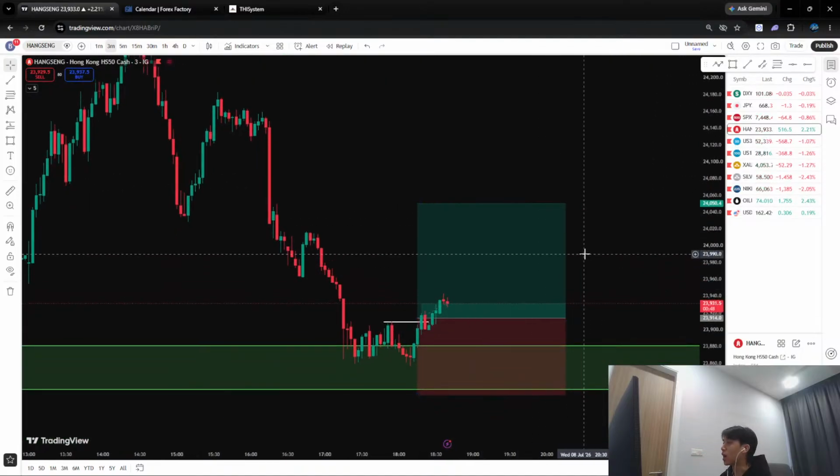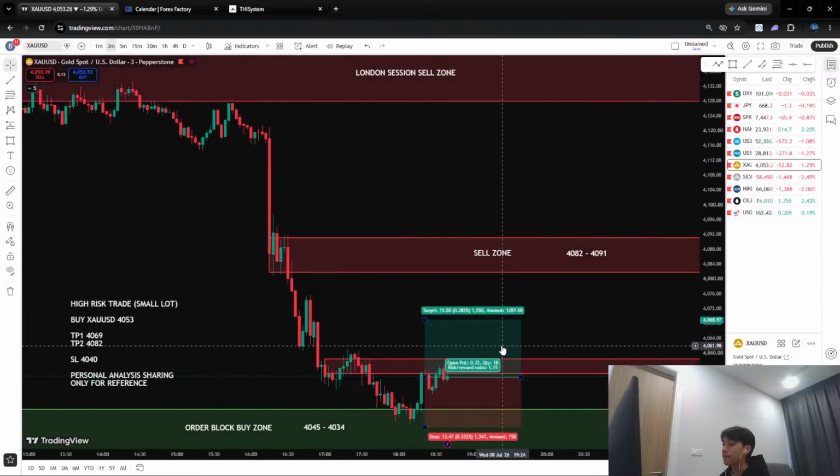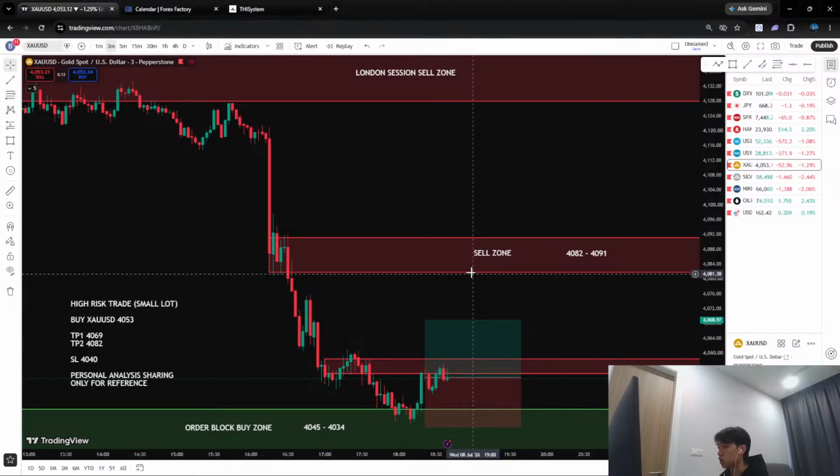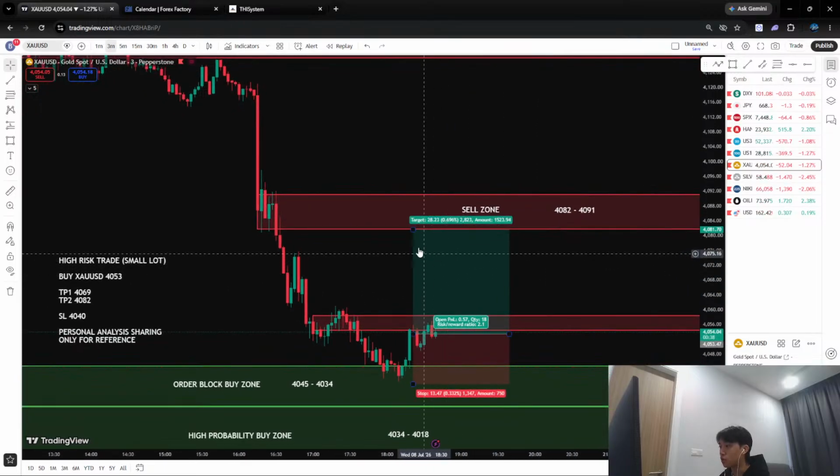Hang Seng TP is around 130. Gold's TP is around 150. Final TP is around 280 overall total.